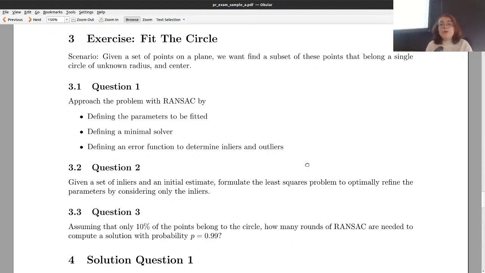The problem with using least squares for estimating the parameters of your curve is that least squares do not work well with outliers. But once you have determined your model and you can consider the inliers only, then least squares turns out to be very efficient to refine the parameters.